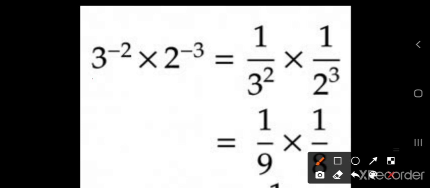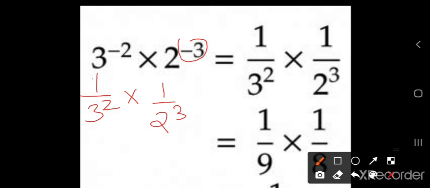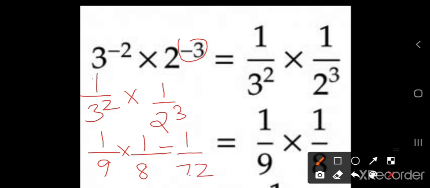This 3 raised to minus 2 can be written as 1 by 3 square into this 2 raised to minus 3 can be written as 1 by 2 raised to 3. Okay. Now as usual you can do 1 by 3 3s are 9 into 1 by 2 into 2 into 2, that is 8, like this. Now numerator into numerator, 1 into 1 equal to 1. 9 into 8, 9 8s are 72. You can write it like this. Okay. This is how you will do the problem.